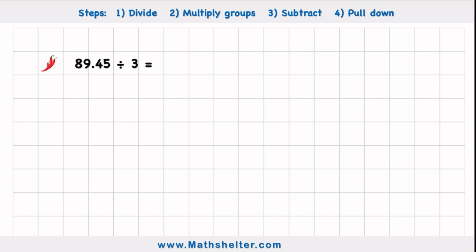And I now have 89.45, so 2 numbers after the decimal this time, divided by 3. So let's follow all my steps again, and let's look at how many 3s there are in 8. Well, there are 2 3s.